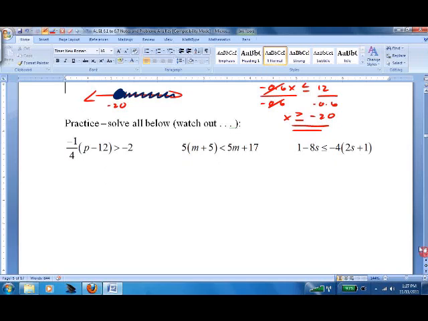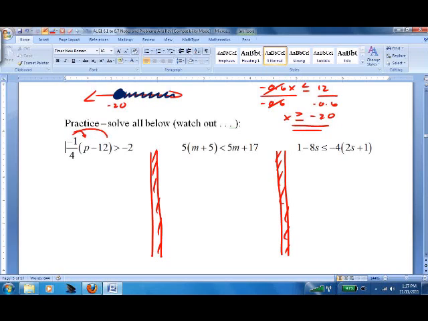So now I've given you some slightly challenging problems. We don't have to worry about graphing them. Let's see what we can do with these. So negative 1/4 distribute. Negative 1/4 p plus negative times the negative is positive. 12 over 4 is 3. Greater than negative 2.